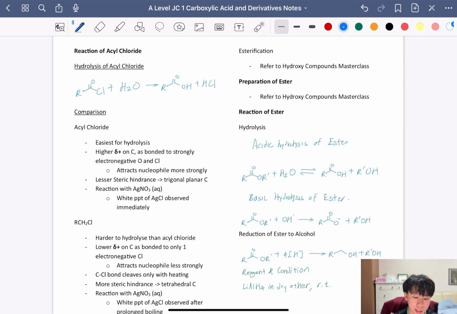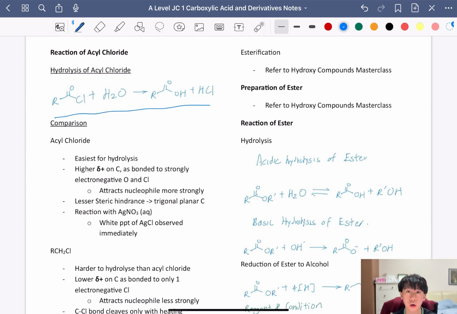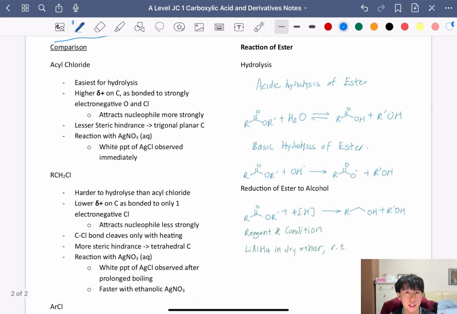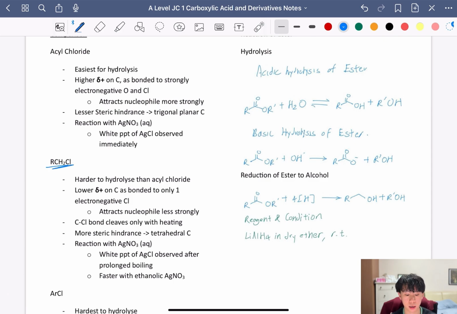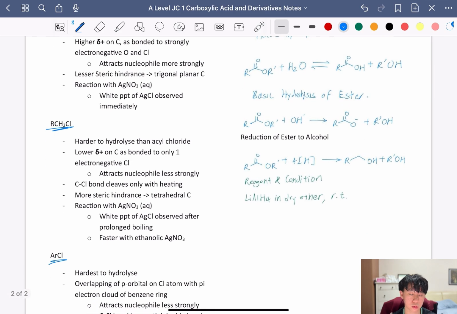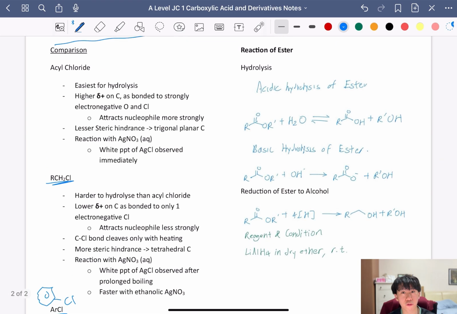Next up, we're going to cover one of the carboxylic acid derivatives, acyl chlorides. So your acyl chlorides can undergo hydrolysis to form your carboxylic acid as well with this reaction. Now, quick comparison as to which is easiest to hydrolyze, whether it's acyl chloride or an alkyl chloride or an aryl chloride, which is a benzene ring, which is this. Okay. We can look at several factors.